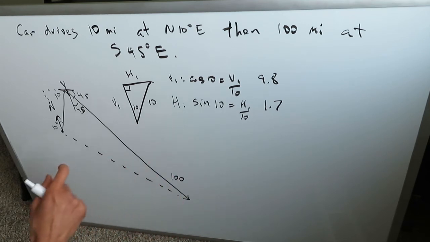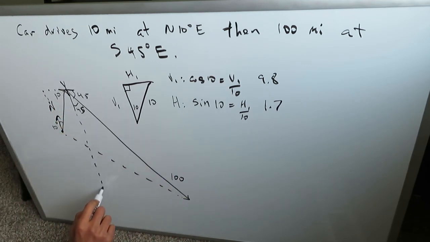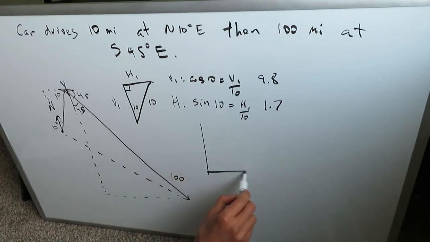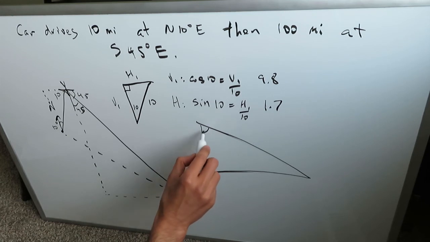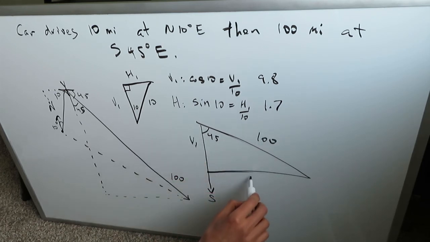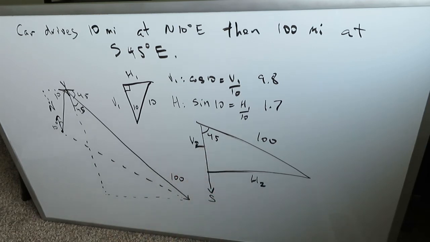We have to draw this out. Extend this southerly line all the way down and extend it across. And that gives us a representation of a triangle. We know we're going 45 degrees. See, here's my south line. We're going 45 degrees, and then we went a distance of 100 miles. We have to determine the V2 component and the H2 component, because this is our second sequence. We have to determine the second set of components over here. Let's do V2.